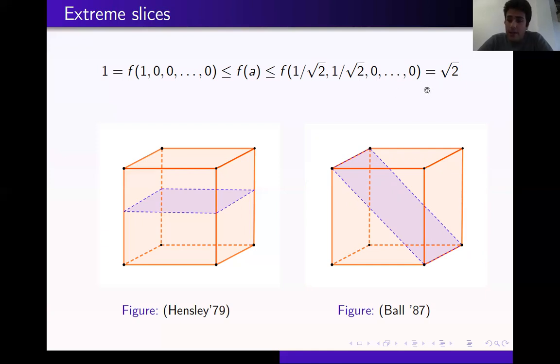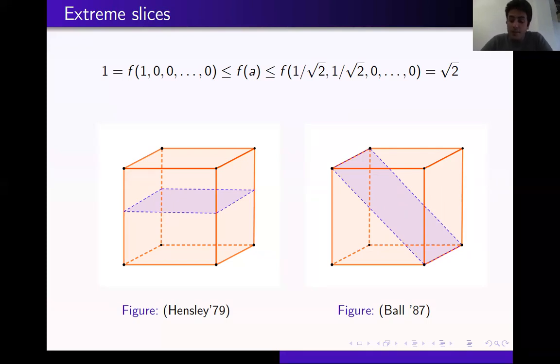And he also characterized the hyperplanes for which this square root 2 is attained. It was exactly the hyperplanes passing through the origin containing an n-2 dimensional face of the n-dimensional cube. Or said in other words, a hyperplane whose normal has all the entries 0 except for 2 entries which are plus or minus 1 over square root 2. This is regarding extreme values of those hyperplane sections.